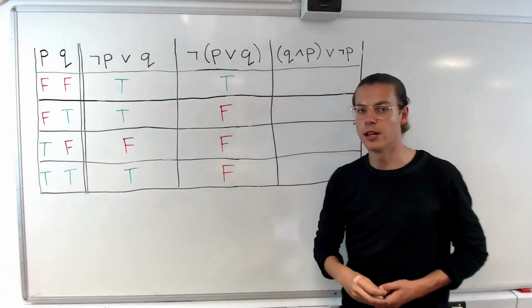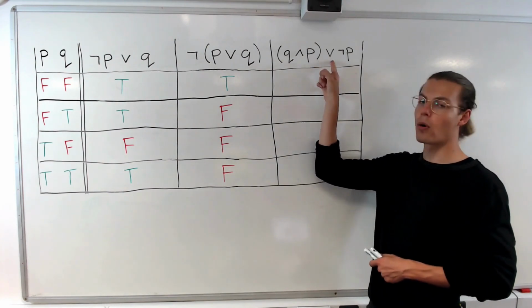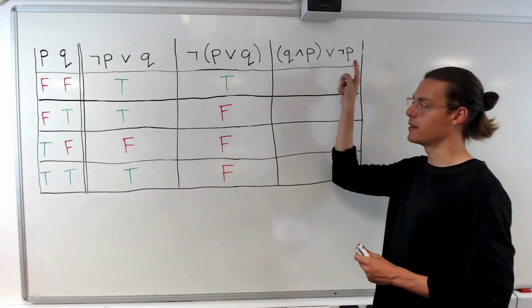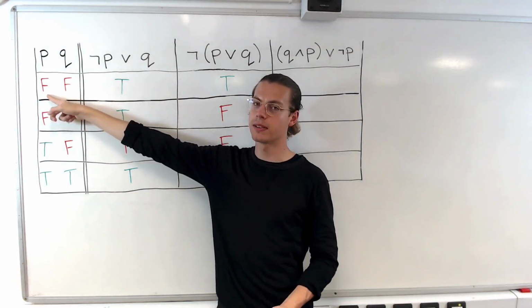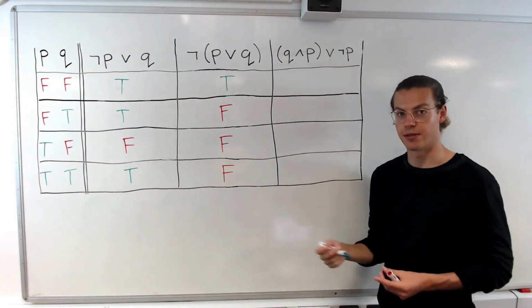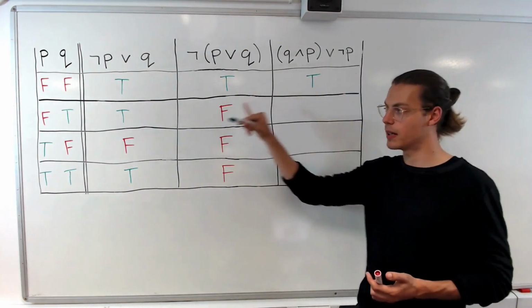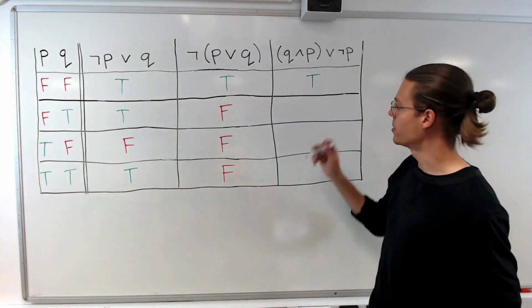And our third formula, this is Q and P, or not P. Okay, let's look at the first row. Well, in the first row we have P is false, so not P is true, and this formula is true. In the second row, again we have not P is true, and so this is true.